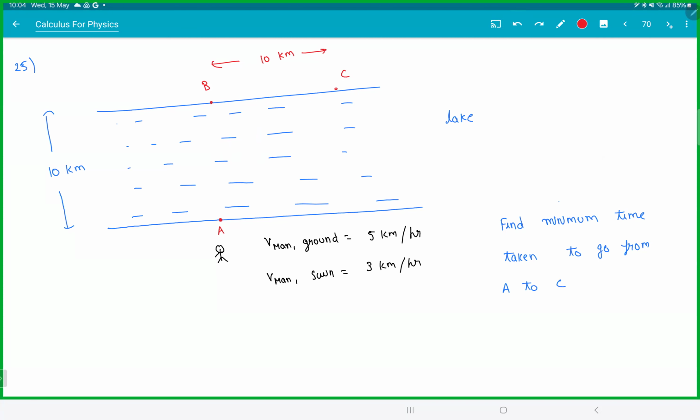I hope you're getting the sense. If you go in the water, this is the shortest path, but the problem is speed is less. If you try to go to the land and run, the distance has become too much. That means somewhere in the middle, there's a compromise. At some particular position here, if you can reach and then run, it will save you the time.